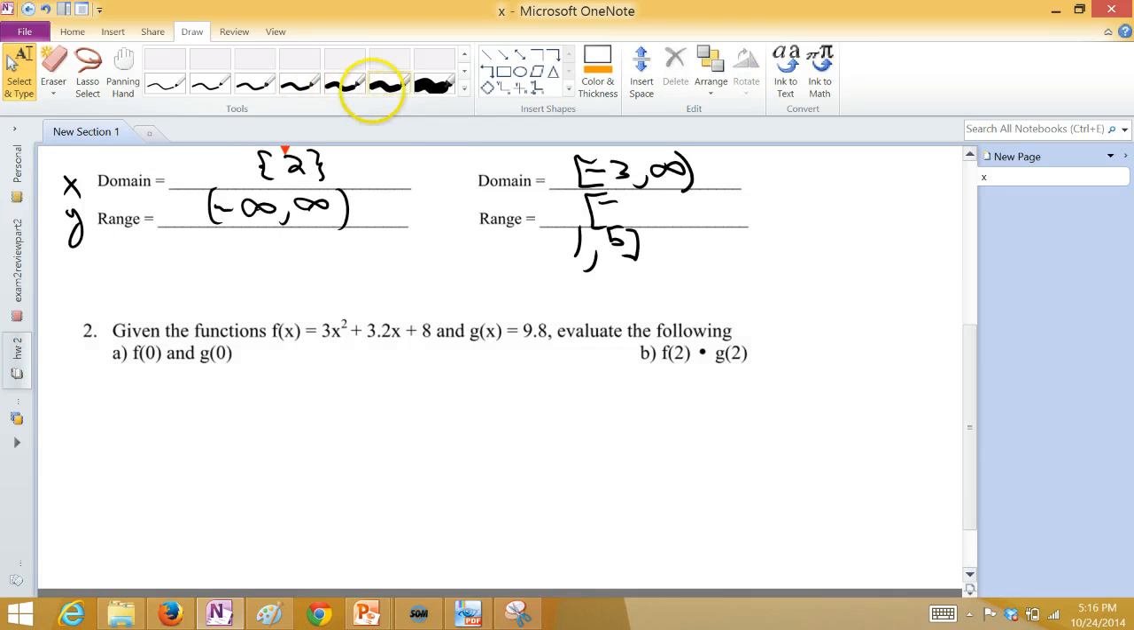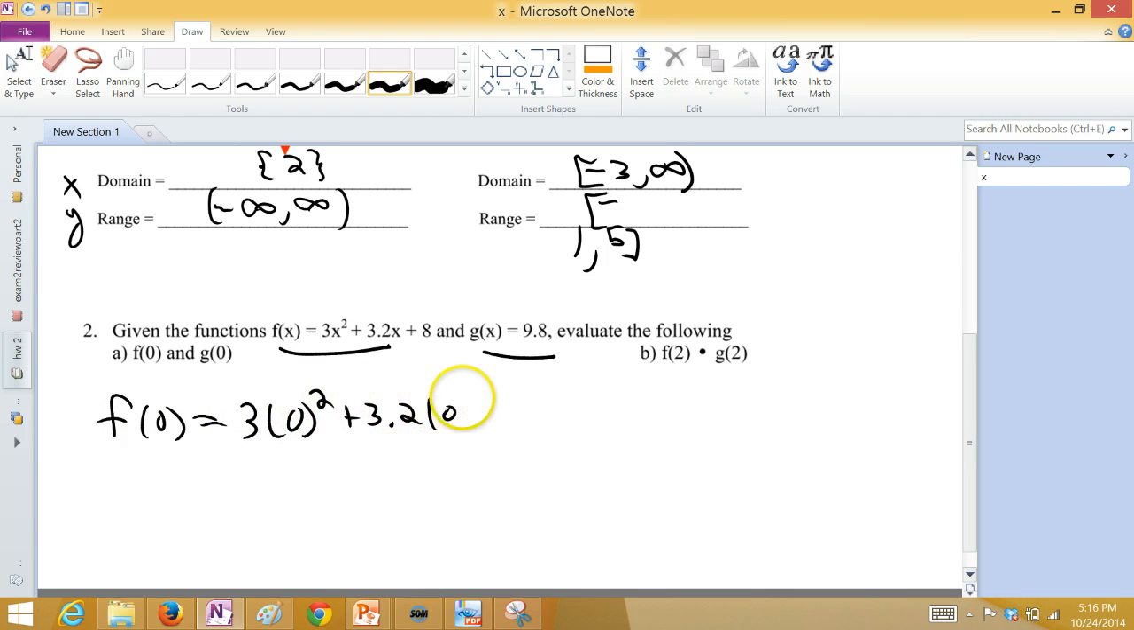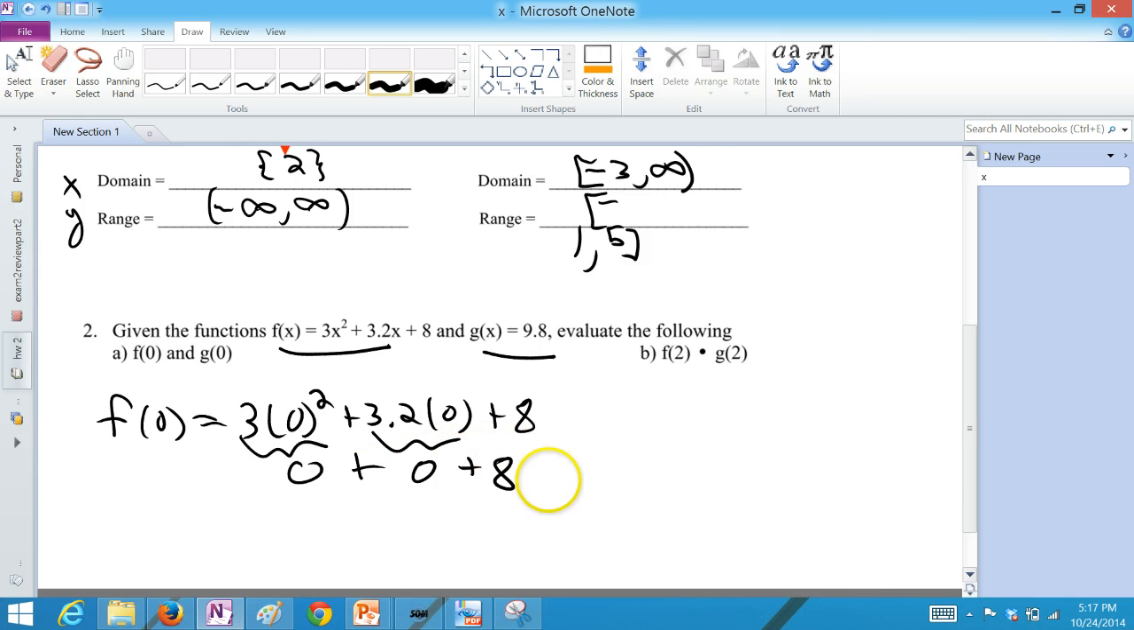Okay, so the first one is to plug in 0 to these two functions. We have f, we have g. Plug in 0 and replace x by 0. When you're plugging something in, you're replacing the variable. So in f of 0, every place you see an x, replace it with a 0. 3 times 0 squared is 0, 3.2 times 0 is 0, and then we just add on 8. So we just get an 8 out for the y value when x is 0.